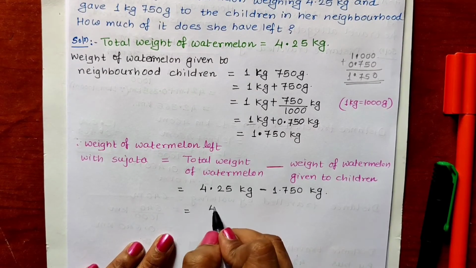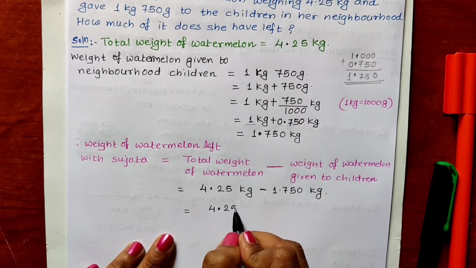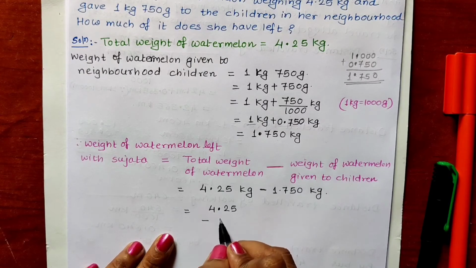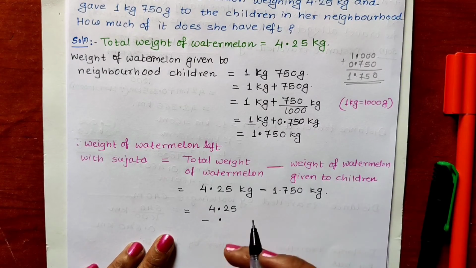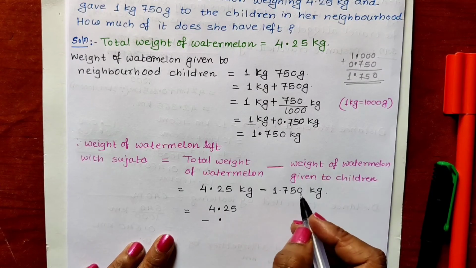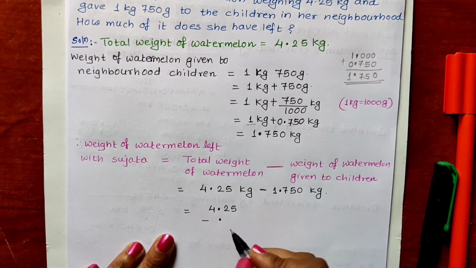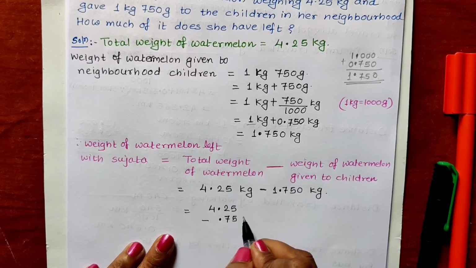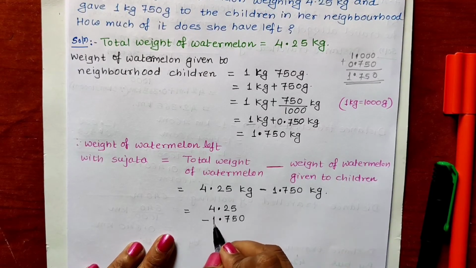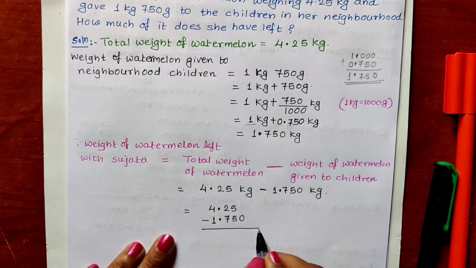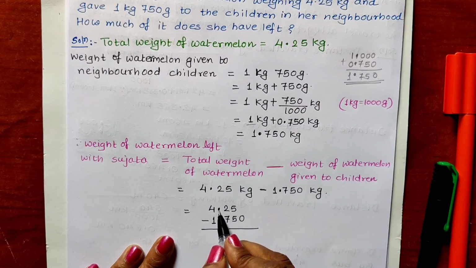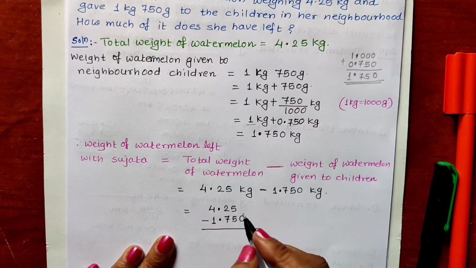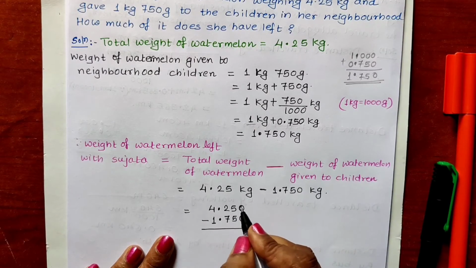We write both the numbers one below other. 4.25 minus, point below point. Right hand side digits should be written on the right hand side. 750 are the right hand side digits, so I write 750. Left hand side is 1, so I write 1. Now in 4.25 only 2 digits are there after decimal point on the right hand side. I can add a 0 here.